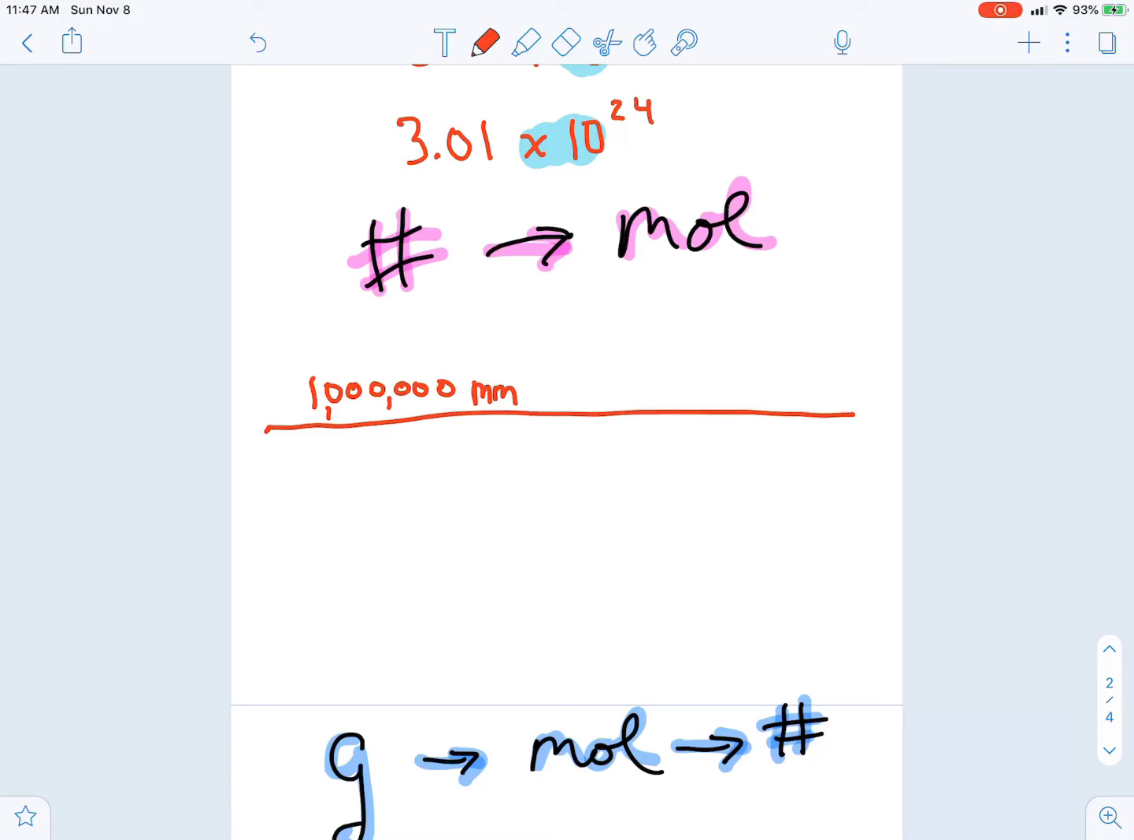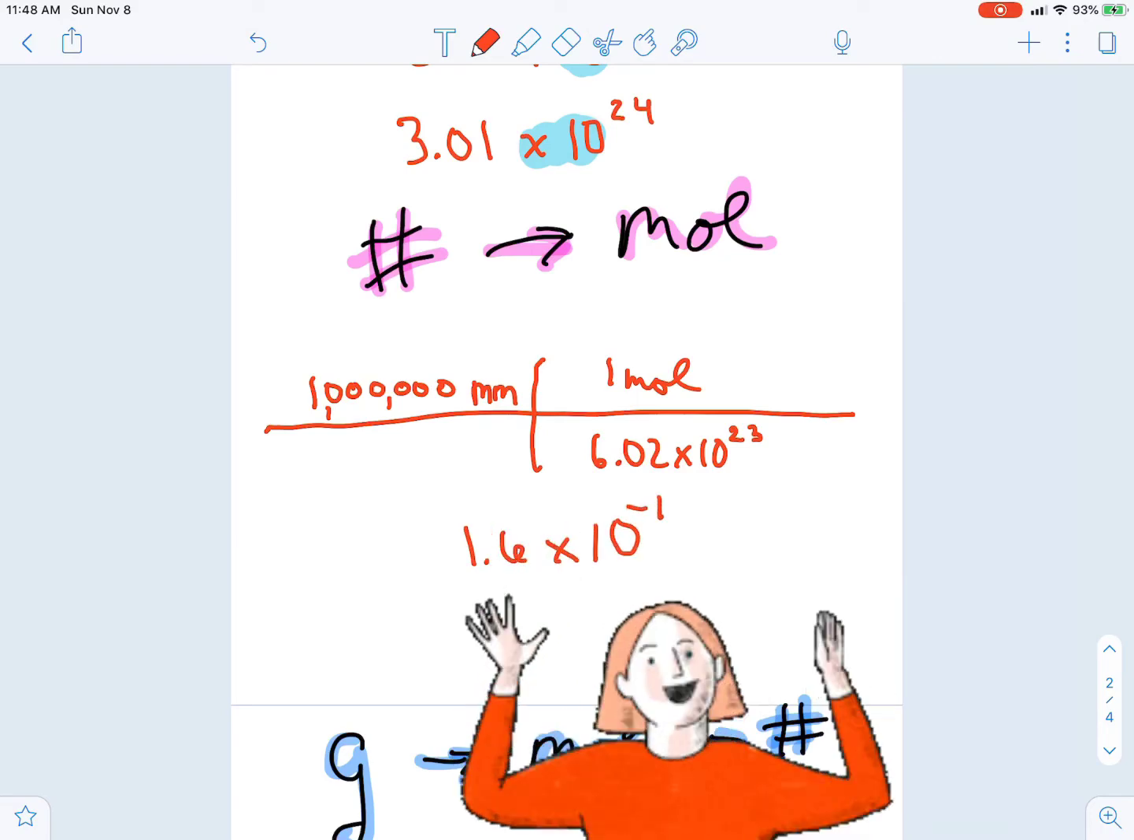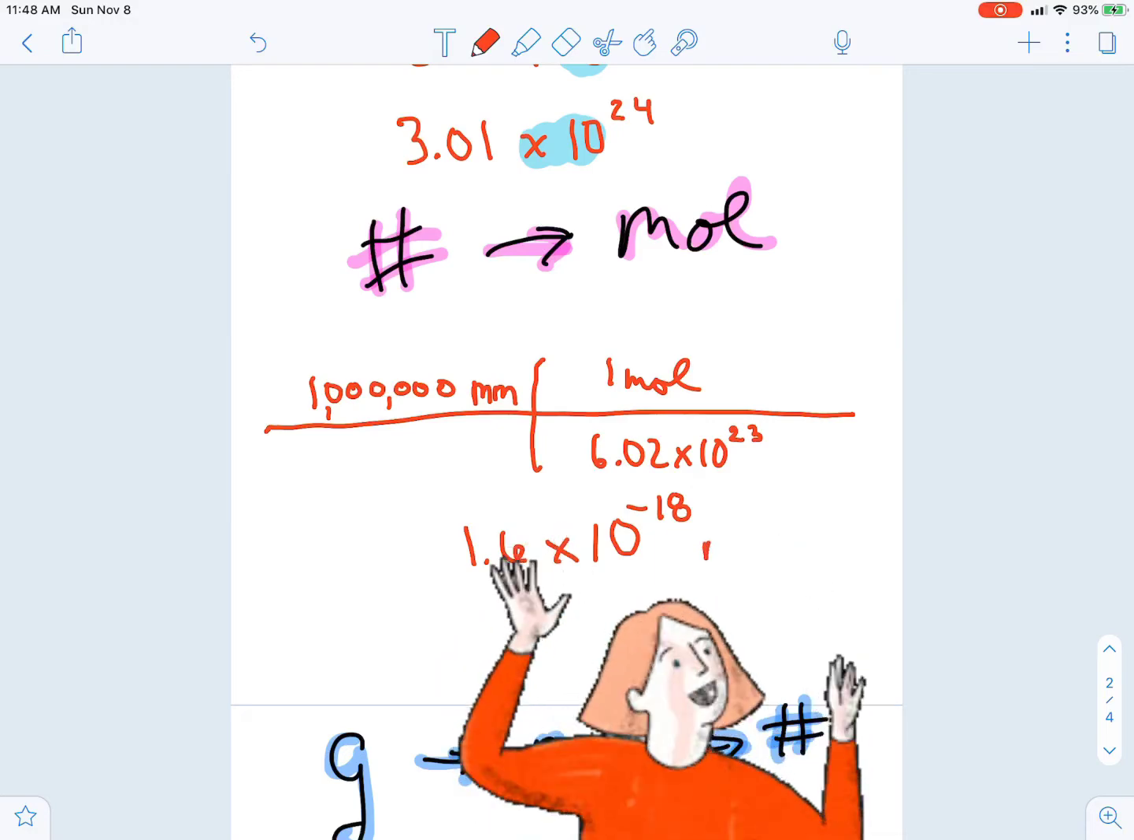Right, so there's the number. 6.02 times 10 to the 23rd goes on the bottom, and that's equal to 1 mole. And I'm doing this on the iPhone for some reason. There's 1,000,000 divided by 6.02, and then I have to turn it sideways. EE 23 equals 1.6 times 10 to the negative 18th moles.